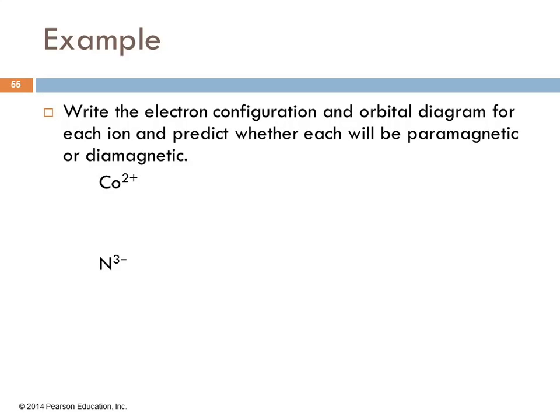So that was when they're in the boxes? That's where it's helpful to be looking at the boxes, yeah. So here we're going to write electron configurations and orbital diagrams for these 2 ions and predict whether they're diamagnetic or paramagnetic.